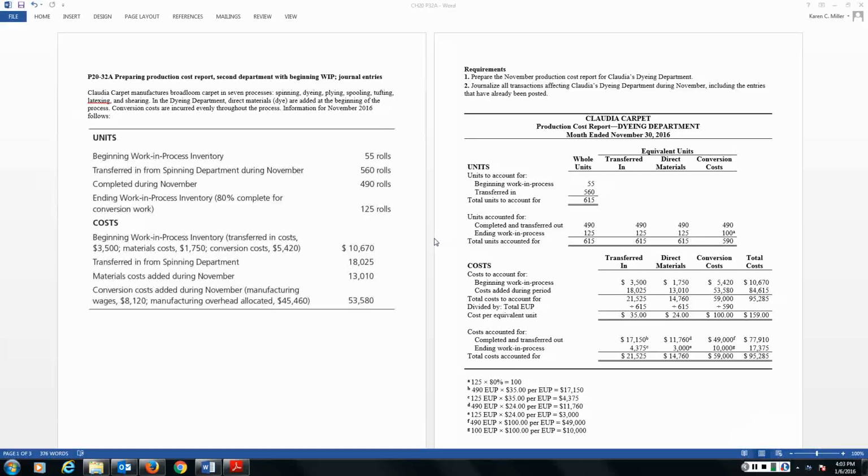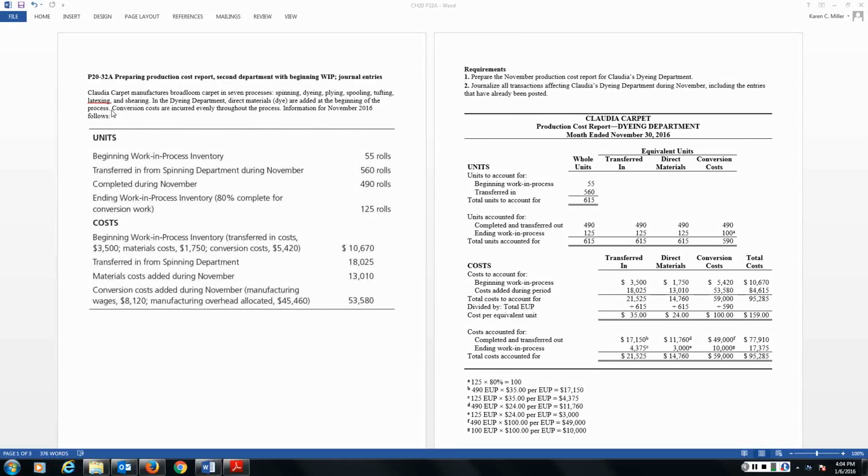Let's walk through an illustration of a production cost report that actually has cost transferred in from a prior work in process account. So in this example, we have Claudia Carpet, who is manufacturing carpet in 7 different processes. We're only going to look at one of them, the dyeing department. And it tells us that when they dye the carpet, the dye is the direct material that will be added, and it is added at the beginning of the process.